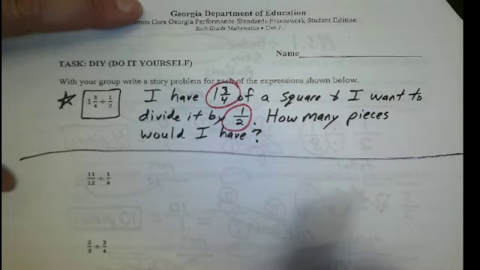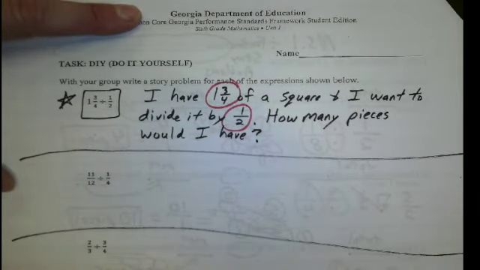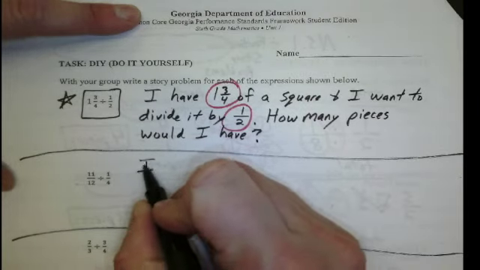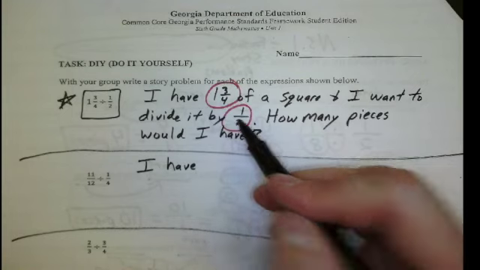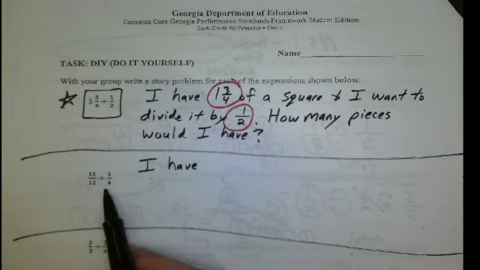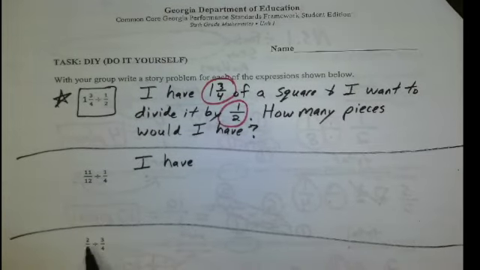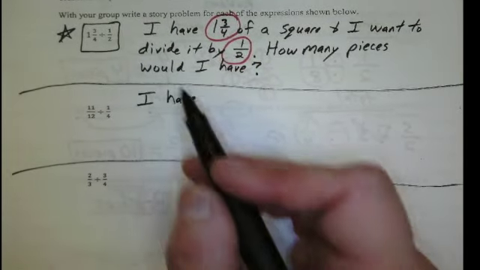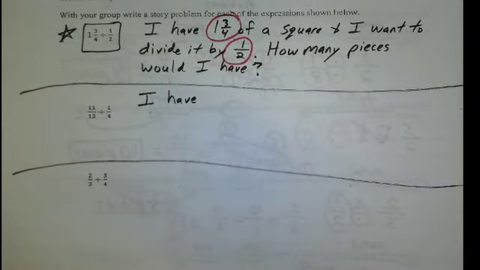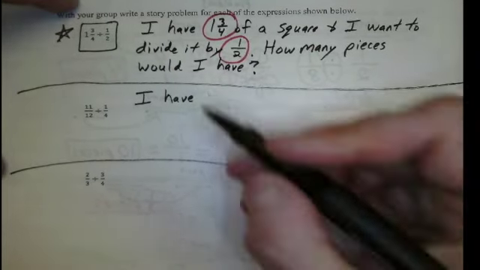Same idea for the next two. I have, and now your numbers change. Instead of 1 3/4 and 1/2, you have 11/12 and 1/4. And instead of that, you have 2/3 divided by 3/4. So go ahead and write these. I think writing these story problems out will help you when I ask you to write your own story problem.